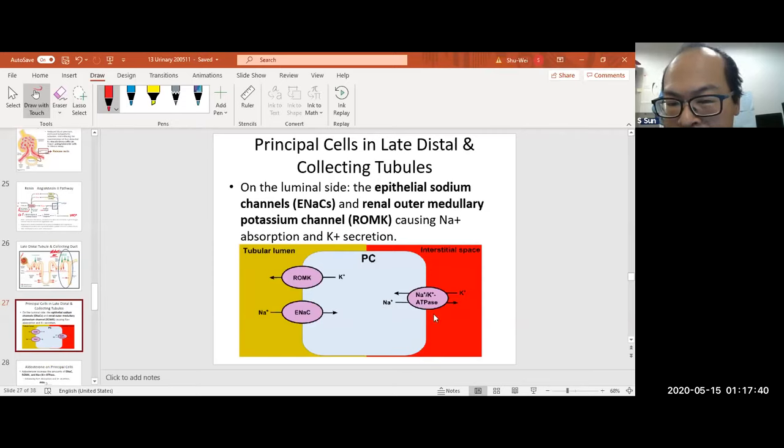And on the basolateral side, we have the regular sodium-potassium ATPase to pump the salt back to our body, pumping the potassium into the cell. So high potassium here, high sodium in the extracellular space. And so that is the three major channels located in the principal cells.